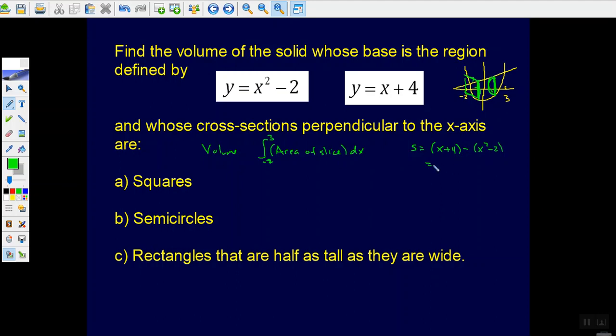We might want to go ahead and just simplify that by removing the parentheses. x plus 4 minus (x squared plus 2). And that simplifies a little further now to negative x squared plus x plus 6. Okay? So if I have square cross sections, the area is simply that distance squared.